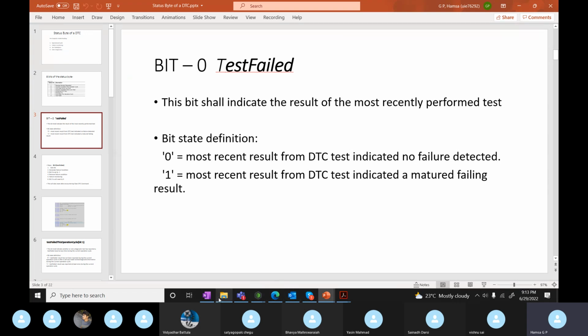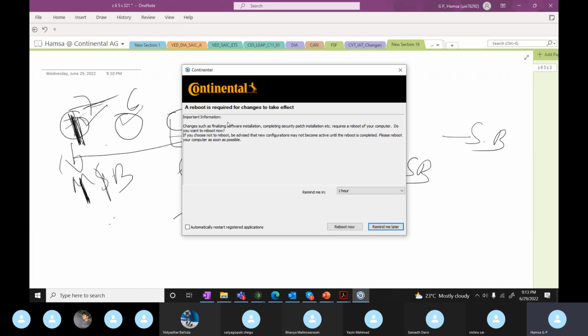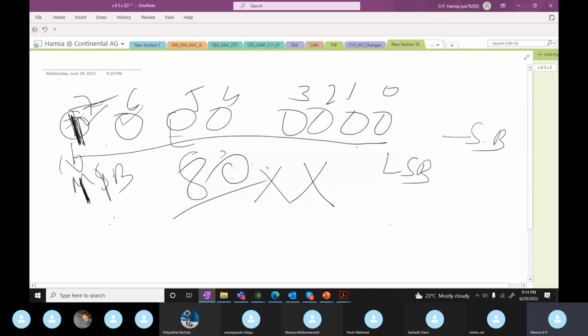So what does failures not detected mean? As I already told you, there will be a task: a 100 millisecond task, 200 millisecond task, 1 second task. Based on the requirement, developers will create the task to read the faults every 100 milliseconds or 200 milliseconds in the system. Whenever you are reading that fault monitoring cycle, if you are not detecting any fault, this bit will be 0. Assume a fault is detected, then this bit will be 1. Understood?